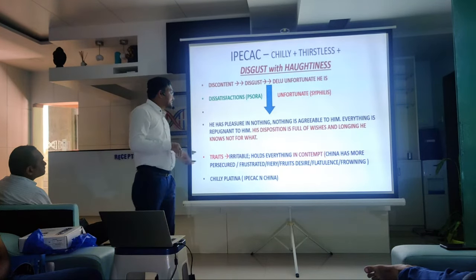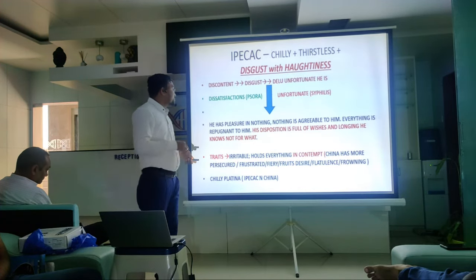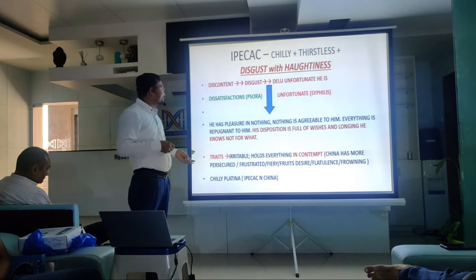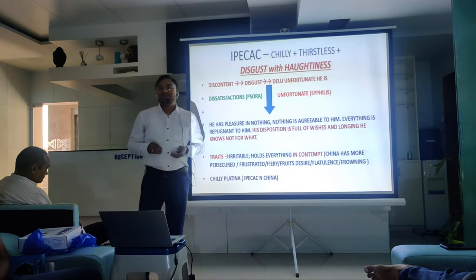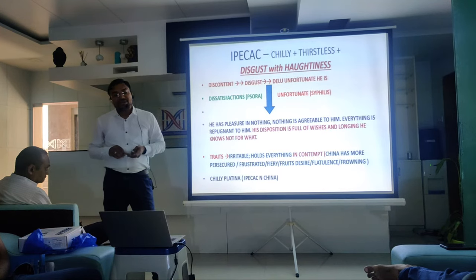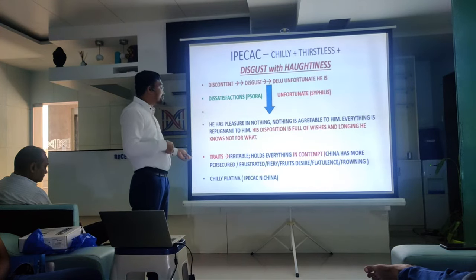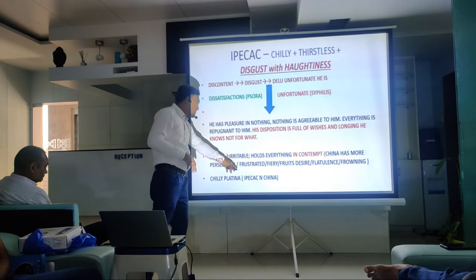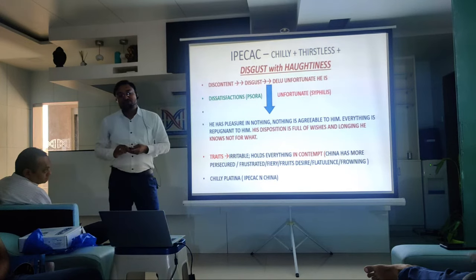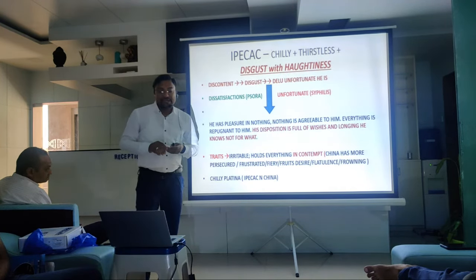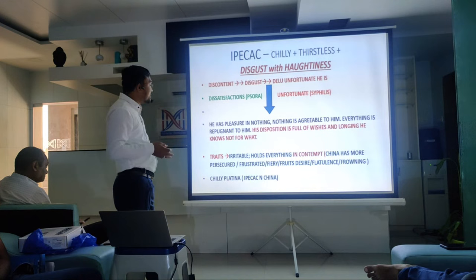So this is a trait. If the person is easily satisfied, easily calmed down, you can rule out Ipecac, because the discontent is inborn. Traits: irritable, holds everything in contempt. So a sharp and very angry remedy. But the China reaction is different. China we discussed, China is more persecuted, frustrated. You just remember the F: the frustration, fiery, fruits desire, flatulence and frowning. This could be the acute as well as the trait as a reaction in China. Both share the same family, both are discontented, but the reaction is different.